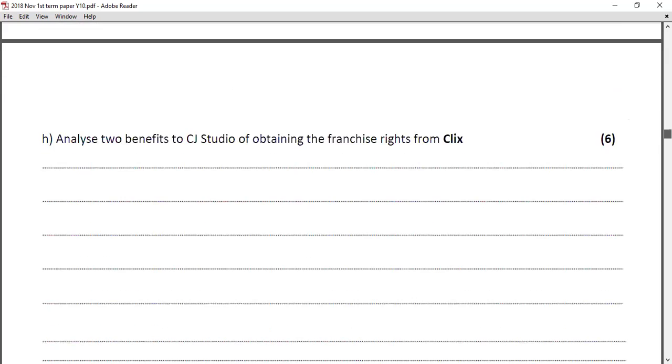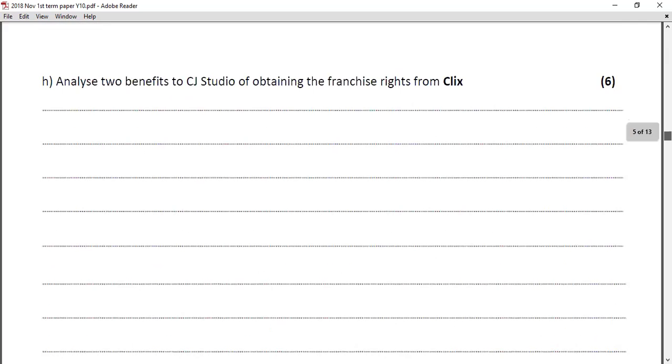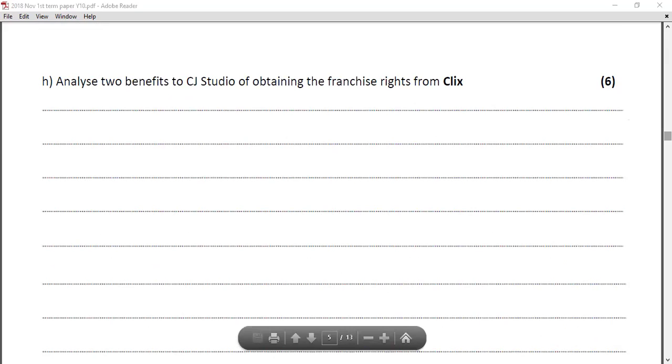Okay, the next question is: analyze 2 benefits of obtaining franchise rights from Clix. Two benefits of having franchise rights from Clix. Normally they give some context here too. They are providing employee personal training and backup support, everything.